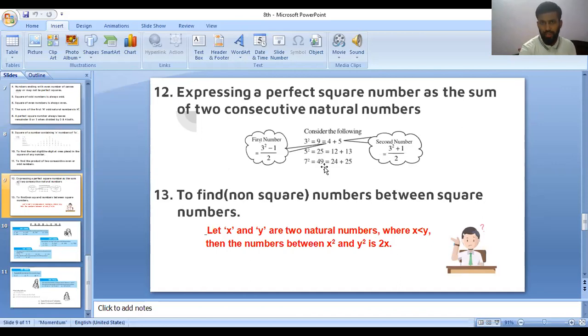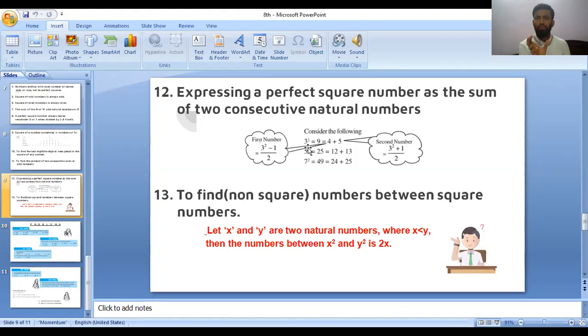So the rule says, for example, look at the first example, 3 square. पहले तो प्रॉपर्टी का मतलब समझेंगे कि इसमें करना क्या है. If we have a perfect square number, we have to write that number as the sum of two numbers such that both the numbers are consecutive. अगर कोई perfect square number है, तो उसको हमें क्या करना है?